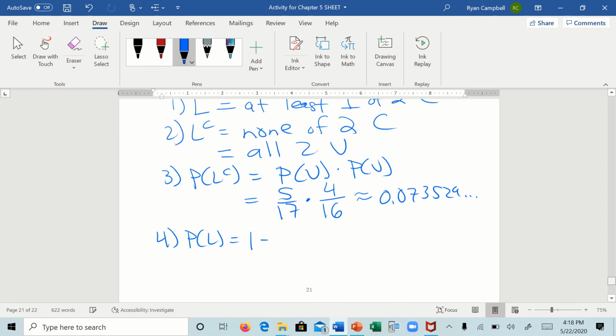So last step, we do 1 minus that. And we get about 0.926.